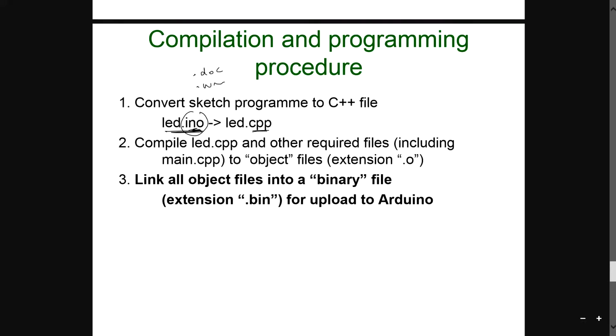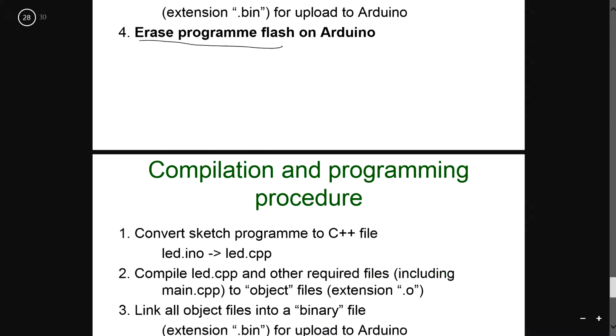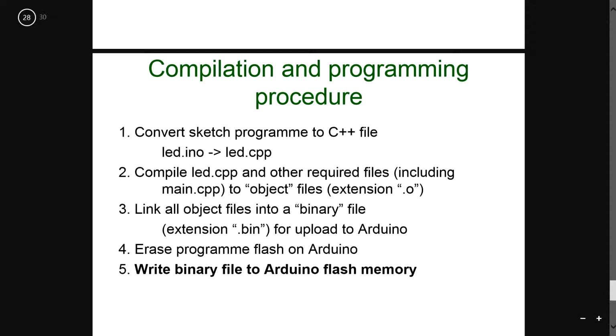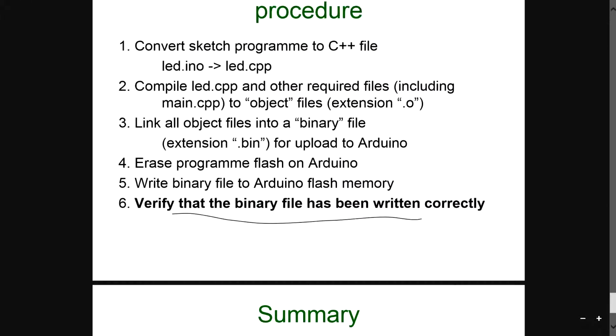So the first section over here is to link the objects. You're going to link the objects. The next section over here is telling you to erase the program. After you erase the program already, you need to write your binary file to the Arduino flash memory, and then after that you have to verify whether what you wrote is correct or not. So these are the things that you may need to just understand the steps.